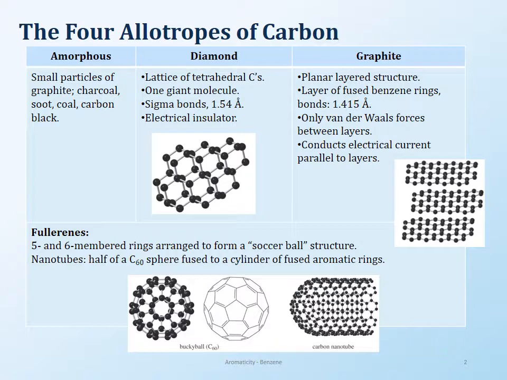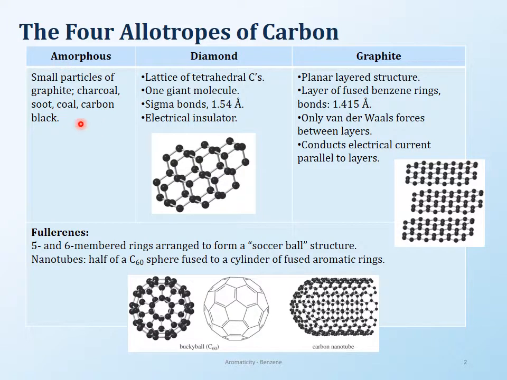And this is a little bit just for your general knowledge, not so much as in that you will be asked this in aromaticity or anything. But there are 4 types of carbons possible, 4 allotropes, which means they have a different molecular structure. It's the same element, but a different molecular structure.